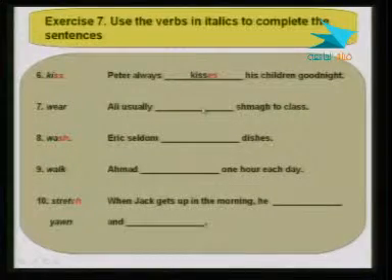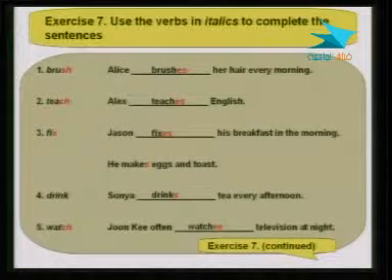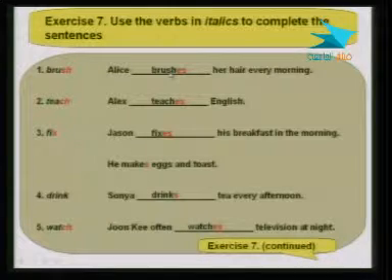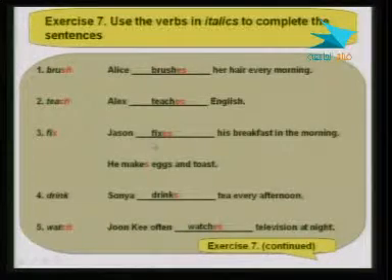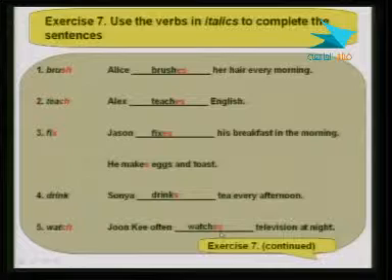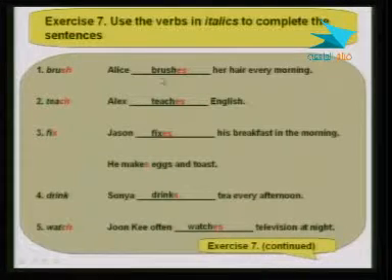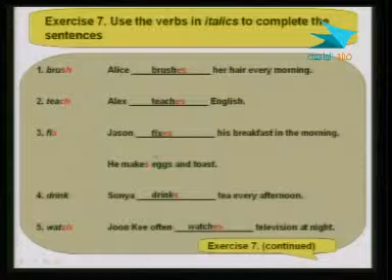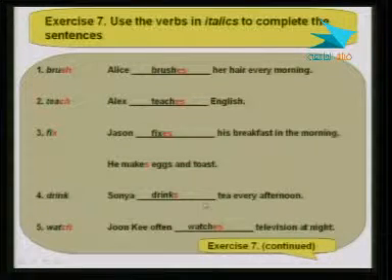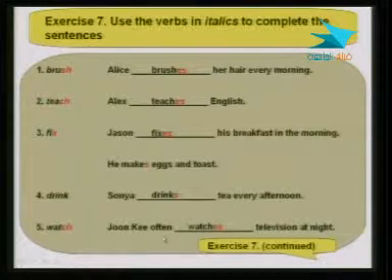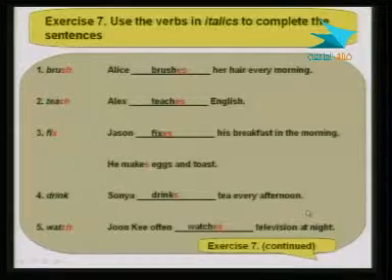Okay, so let me go back a little bit to the first part of the exercise. إذن في حال إنه انتهى الفعل بـ sh أو ch أو x، تكون الـ ending هي iz، فنقول brushes, teaches, fixes, drinks and watches. All right, so Sonia drinks tea every afternoon. And with watch, June Key often watches television at night.